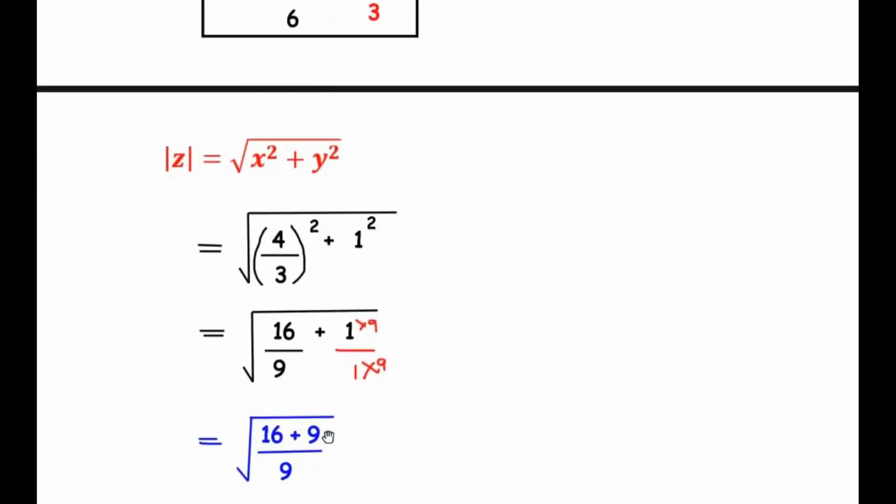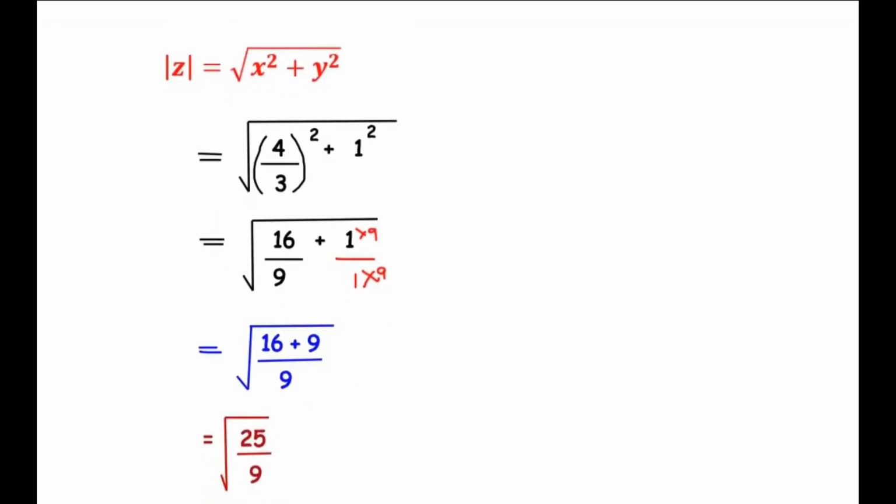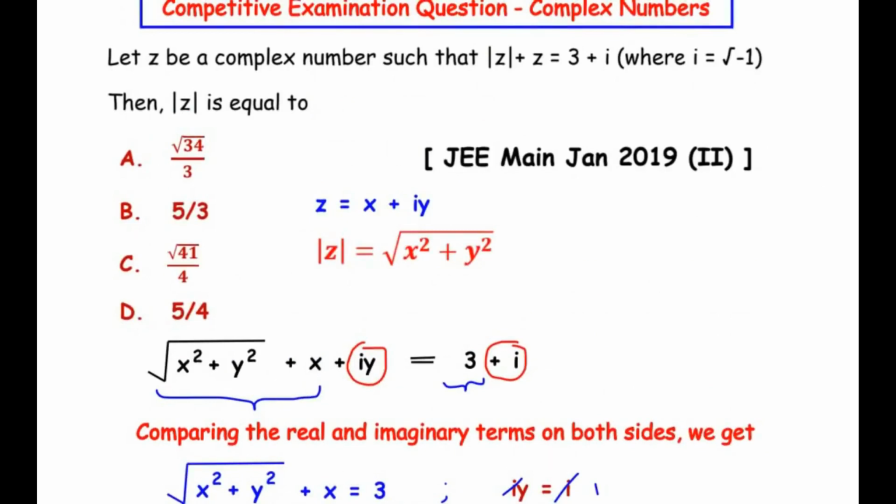Now 16 plus 9 gives us 25. So square root of 25 over 9. This simplifies as square root of 25 is 5 and square root of 9 is 3. So here the absolute value of z is going to be 5 over 3. So let us see if it is in the options above. So here the option is B, 5 over 3.